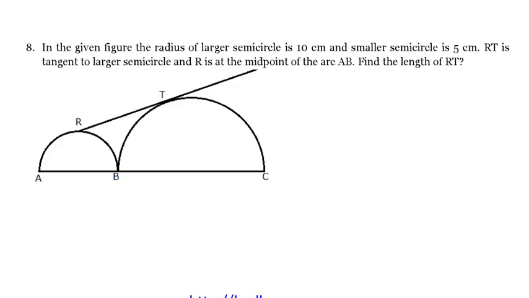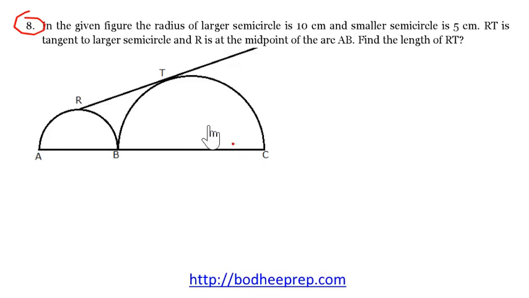Let me take question number 8. Now it says that there are two semicircles, so let me take these points. This point to be P, this center to be Q, and it says that the radius of the larger semicircle is 10 centimeters and the smaller semicircle is 5 centimeters. So I can say that this value is 5. Also, if I join RP, this will also be 5, and R being the midpoint, this angle will be 90 because of the symmetry. Both the angles will be 90.